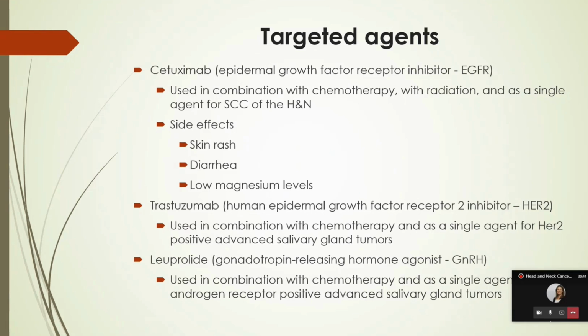Trastuzumab is a targeted agent targeting HER2. HER2 was originally found with breast cancers, but you can have a HER2 mutation in salivary gland cancers, and we can use trastuzumab for salivary gland cancers, either in combination with chemotherapy or as a single agent. Leuprolide is a gonadotropin releasing hormone. Typically, it's used more predominantly in prostate cancer, but some patients who have salivary gland cancers may have receptors which make them eligible to have leuprolide as a treatment.